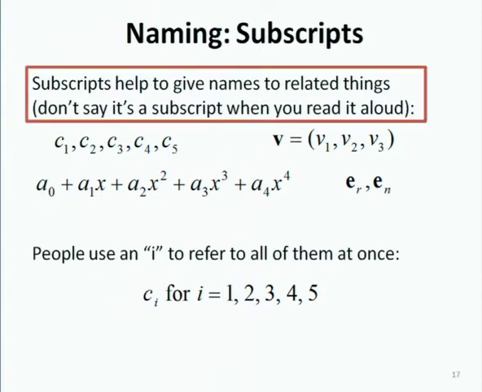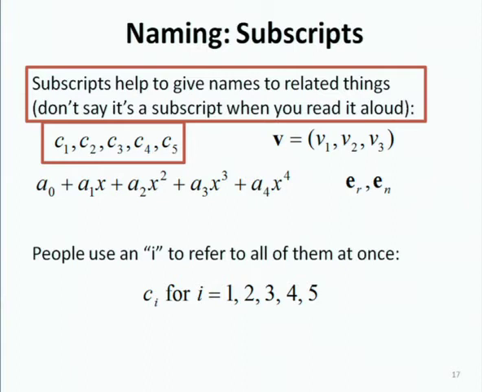So, subscripts. The name for a little number or a little letter down at the bottom of something is called a subscript. If it's at the top, it's called a superscript. But subscripts are used to give names to things. So you give names to things that are related in some way, usually. And you don't normally read the word subscript when you say it aloud. If I read this aloud, it would just be C1, C2, C3, C4, C5.